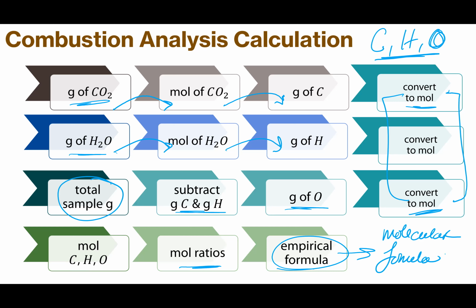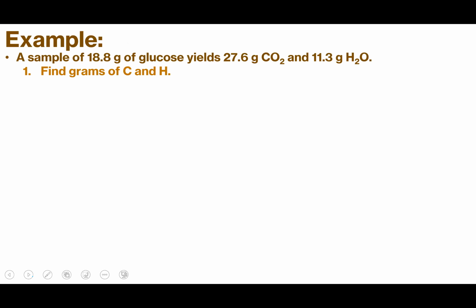Okay. I'm going to work an example with us, and this will give us practice with dimensional analysis, a little bit of introduction to what we're going to talk about next, which is stoichiometry. And we're also going to get reminders on empirical formulas and molecular formulas as we do this. All right. So we've got a sample. This sample that we know at the start has 18.8 grams. This is our total grams of sample. We do the combustion analysis and we get out 27.6 grams of CO2 and 11.3 grams of water. Okay, so we're going to work through this. Make sure I do this right.